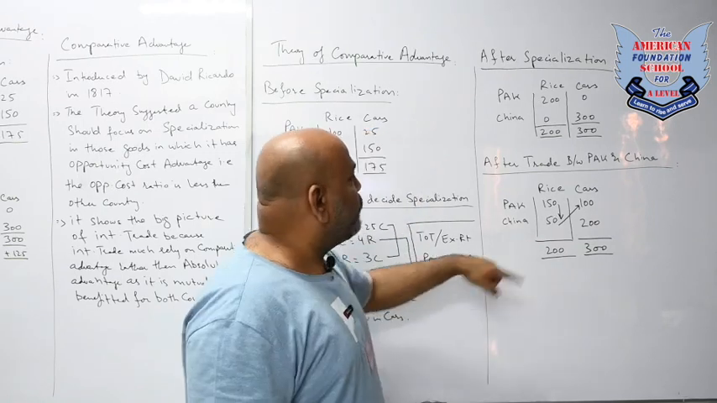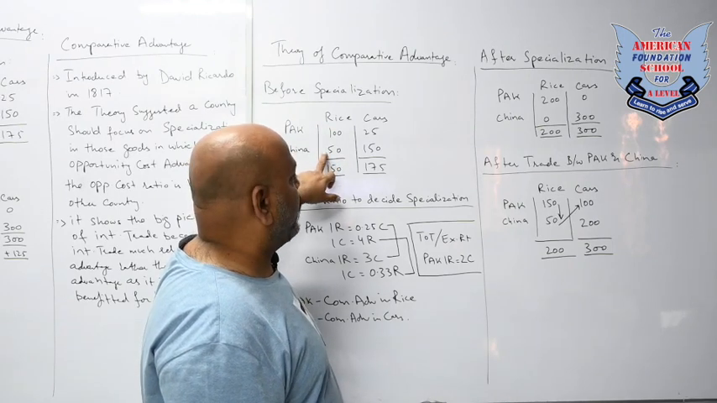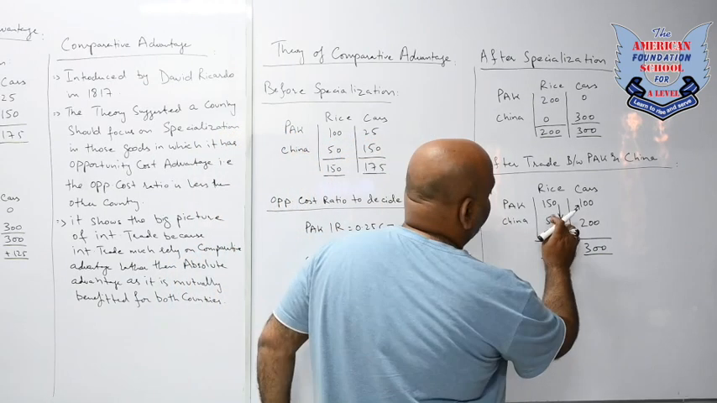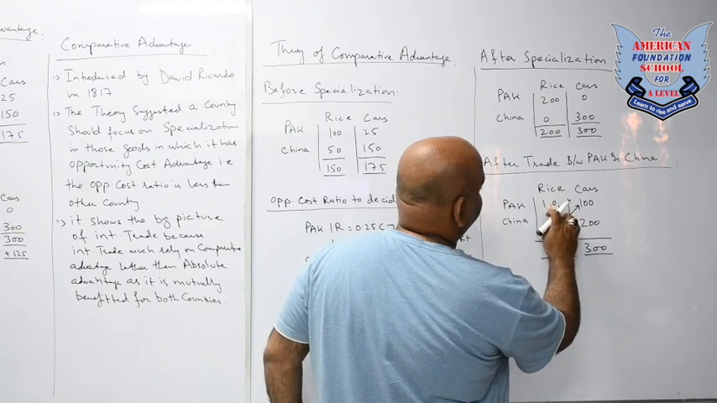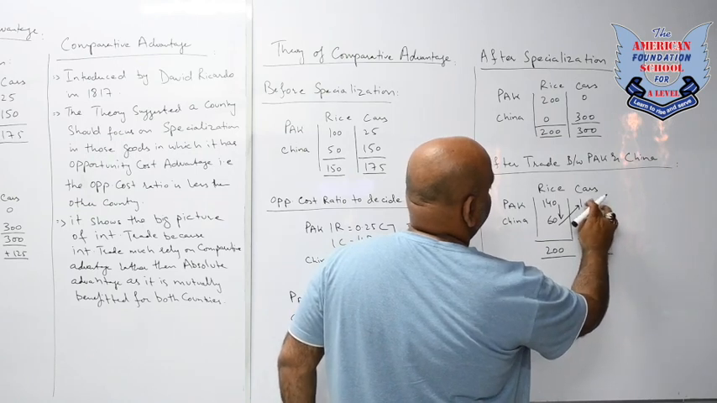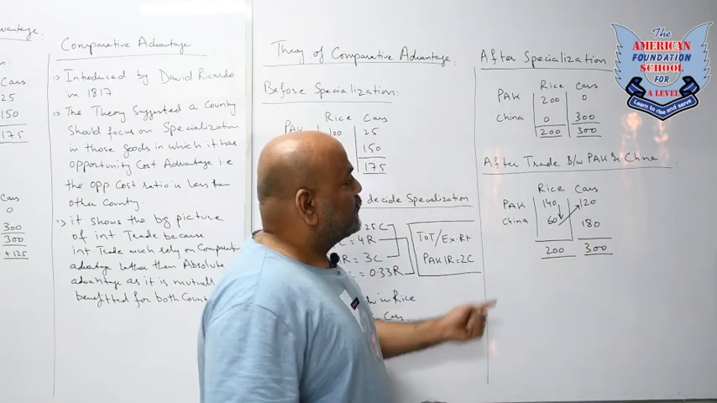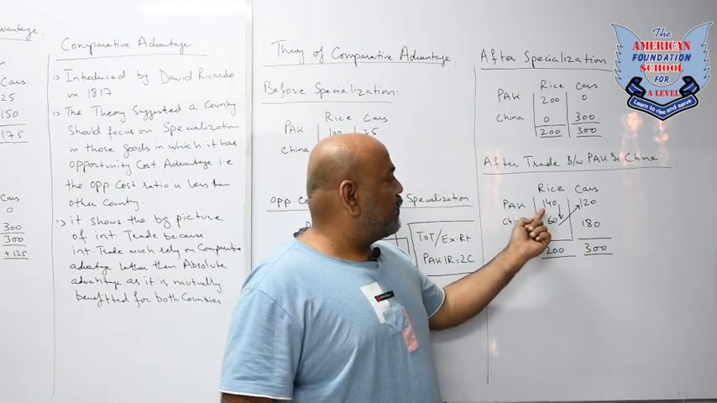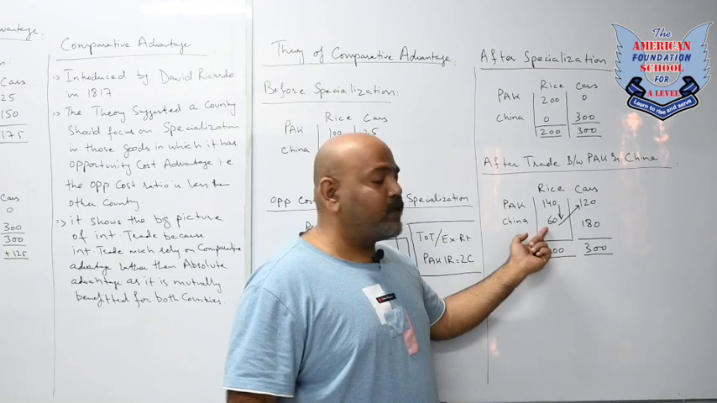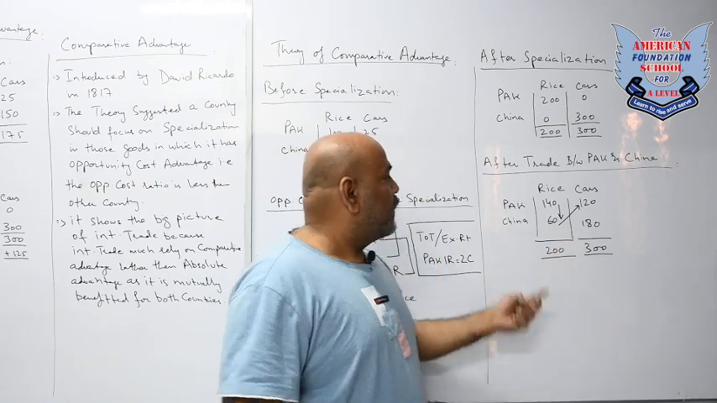Let's check China. Before trade and specialization, China's rice requirement was 50. We can also say that if Pakistan gives, instead of 50, 60 units, then 120 cars, then 180 cars. Now, Pakistan held 140 units of rice and gave 60 units to China. Against these 60 units of rice, Pakistan has got 120 units of cars out of 300, so 180 remain with China.